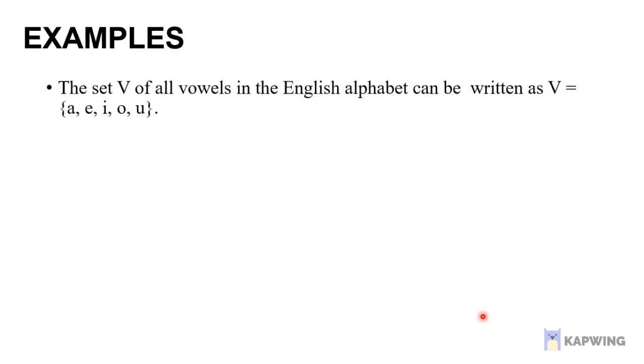Next, let's see an example of how to build a set. Suppose there is a question: the set V, this is the set name, of all vowels in the English alphabet can be written as... Suppose you are asked to build a set for the vowels. The vowels are a, e, i, o, u. So we have denoted here V, a set equal to {a, e, i, o, u}.